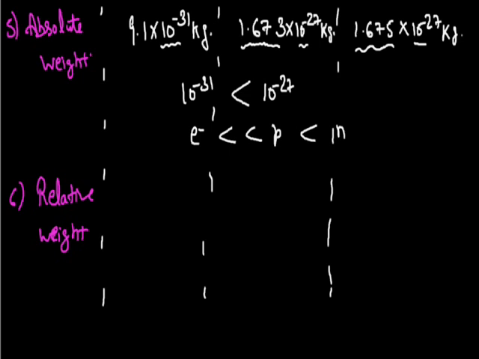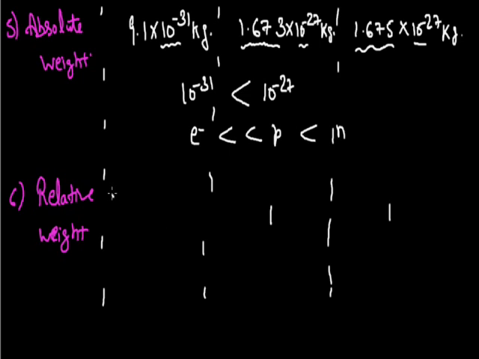As we have seen, the weight of the proton and neutron is comparatively equal, and the value is greater as compared to the weight of the electron. So here we will indicate the relative weight for the proton and the neutron as 1. And now we will compare the weight of the electron to get the relative weight of the electron.